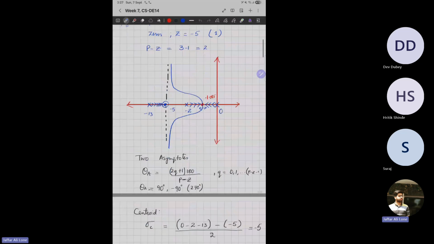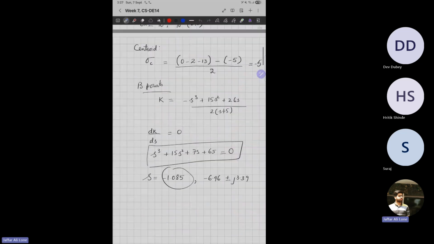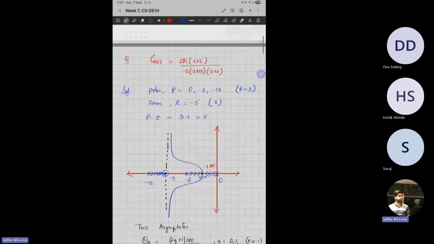Okay, so let me revise this question. We were given a question where we had to plot the root locus, and we had three poles and one zero. First of all, we see the number of poles and the number of zeros, then find the total number of branches.